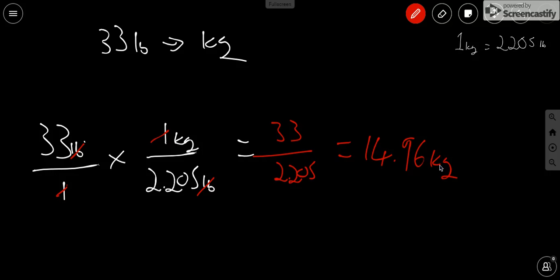In the next video, I'm going to be doing this with a 3-step problem that is slightly more complex, converting Newton meters into inch pounds.